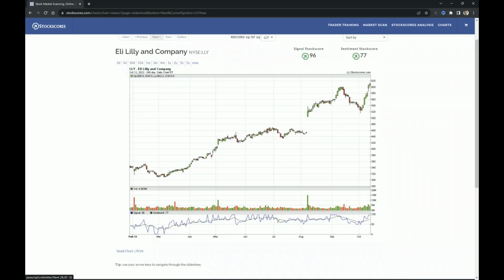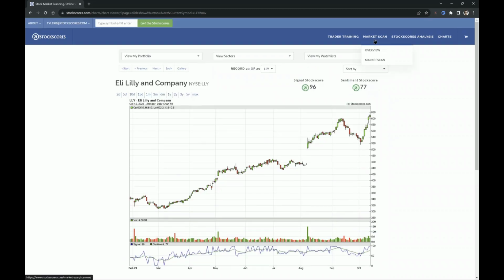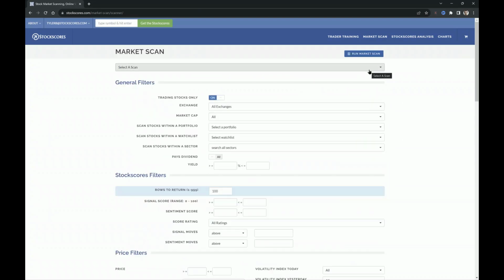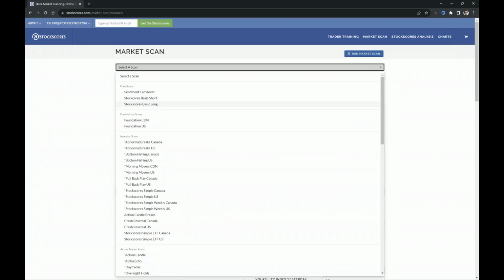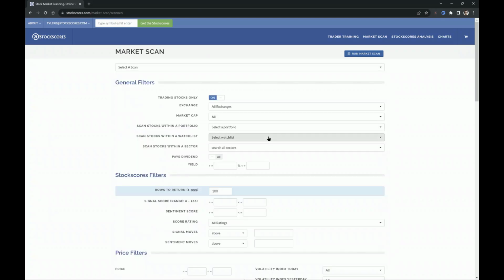That one's not really breaking from low volatility, nor is that one. All right, so that's a scan on the US market. Now, let's do something on the Canadian market. So I'm going into the market scan, and I'm going to not select a preset. I'm just going to make my own here on the fly. That's something you can do with this tool.